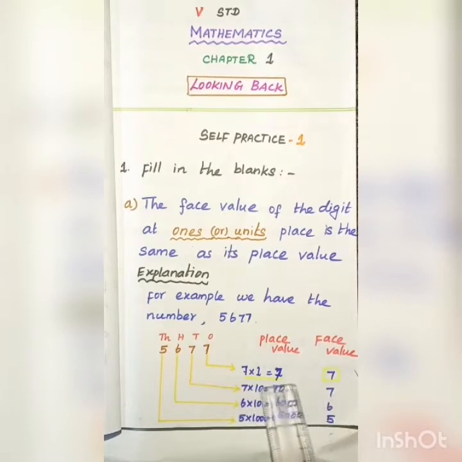Which place do you find the same value? This is the ones place. You find the same value here: 7 and 7. And this is the tens place. Here you find 70, but the face value is just 7.